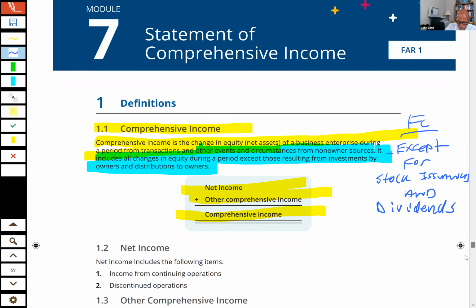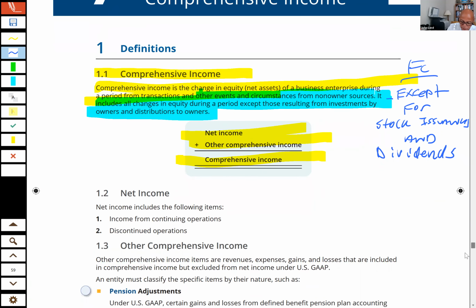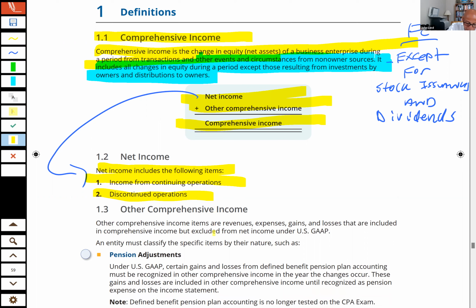Now, you come down and they show us that we have our net income, so we know already, but let's just review that. Net income includes our income from continuing operations. That's what? That's my operating items, my non-operating items, gives me my continuing operations. And then if we have a discontinued operation, we would tease that out separately on our income statement. And then to get comprehensive income, we will have to do what? We'll have to add other comprehensive income.